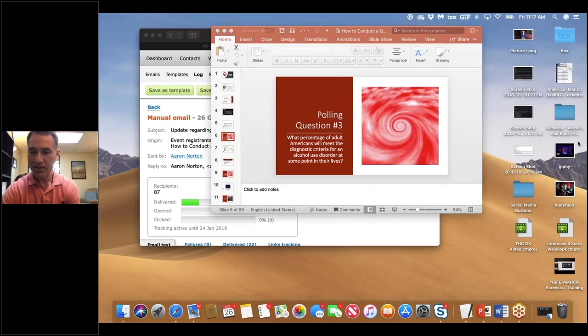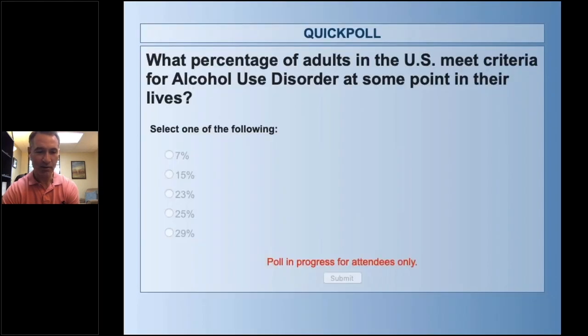All right, so the last polling question that I will launch for right now is what percentage of adults in the US meet criteria for alcohol use disorder at some point in their lives? So your options are 7%, 15%, 23%, 25%, or 29%. You are estimating the percentage, the lifetime prevalence, the percentage of adults in the US who will meet criteria for an alcohol use disorder at some point in their lives.